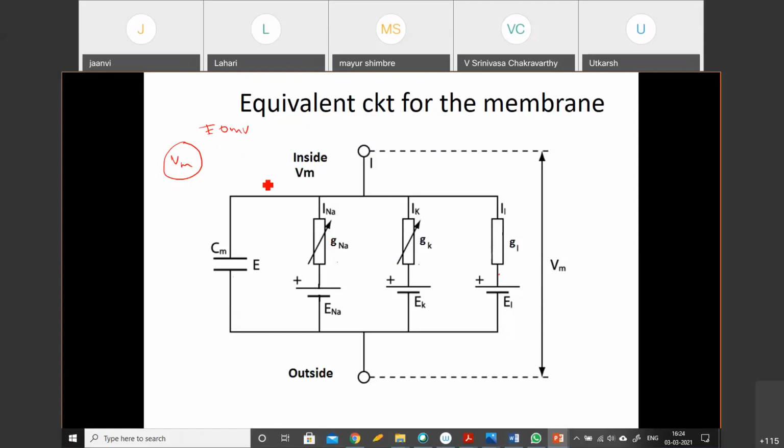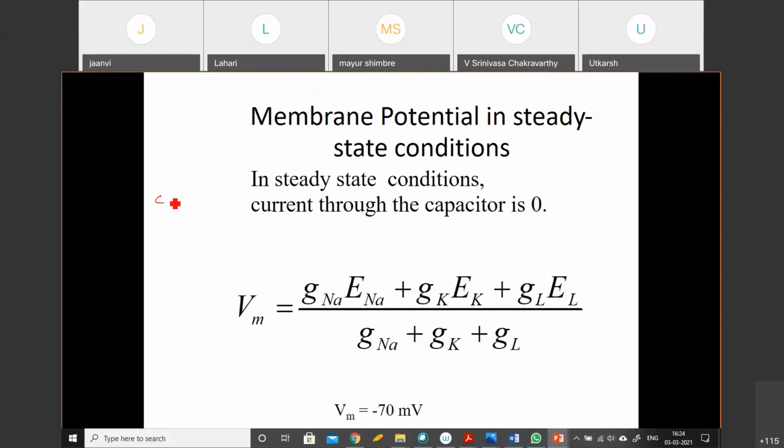Now, the neuron membrane is in the resting condition. What is the voltage? How do you calculate that? So when the membrane is in resting condition, that means no change in voltage, no change in currents. But then when there's no change in the current in the capacitor, since for a capacitor C dV by dt is equal to I, voltage is constant, so I is 0. So capacitive current is 0.